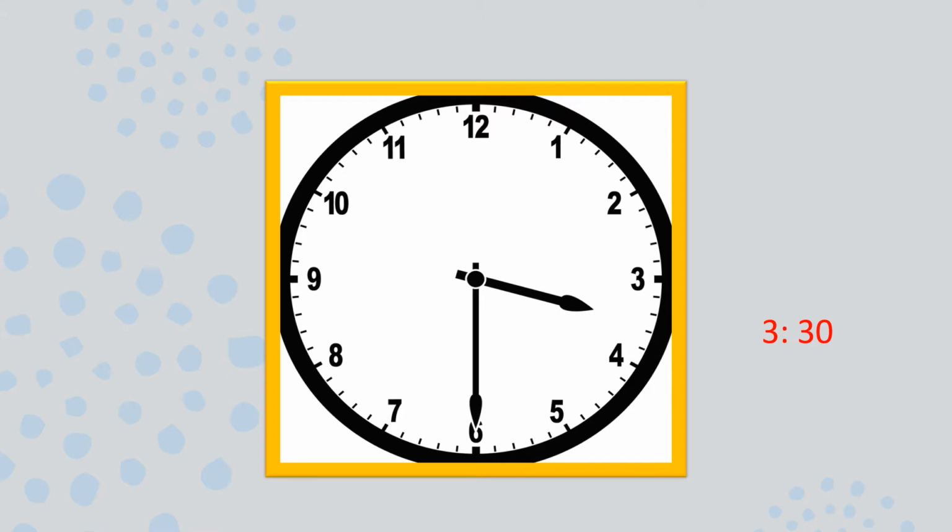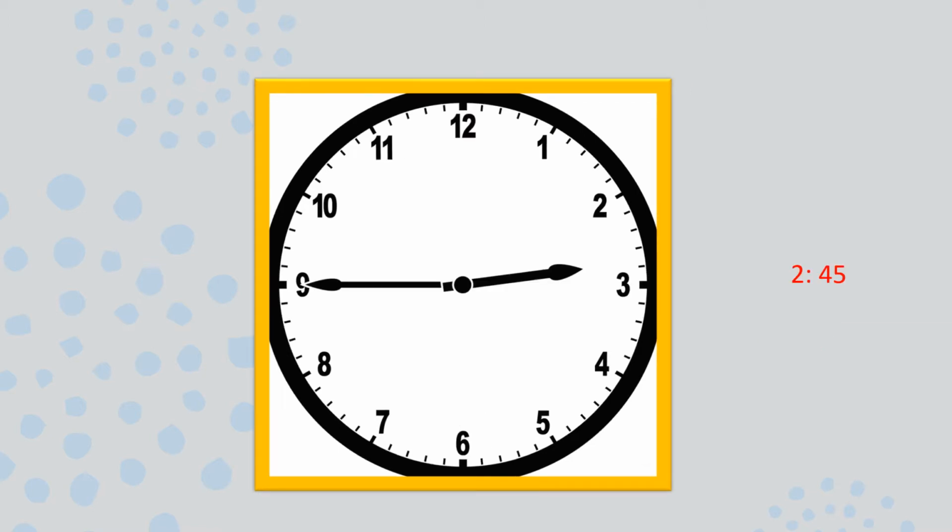When the minute hand is at 6 and the hour hand is between any two numbers, we read the time as half past time. In the given clock, the minute hand is at 6 and the hour hand is between 3 and 4. So we read the time as half past 3. It can be written as 3:30.